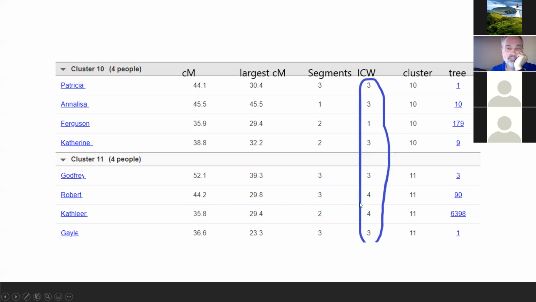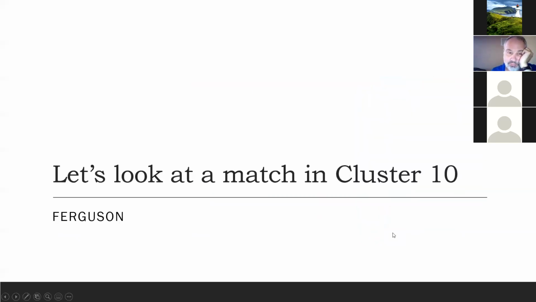Also notice that these matches have other matches they have in common. So this is a really tight group, this cluster number 11, because they're all related in some way to one another. That's a really important thing, a really tight group. So we're going to look at a couple of these. I think I started with Ferguson. So let's look at cluster number 10, a match named Ferguson.